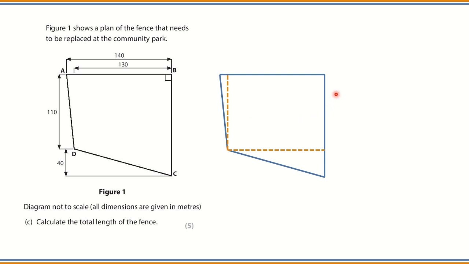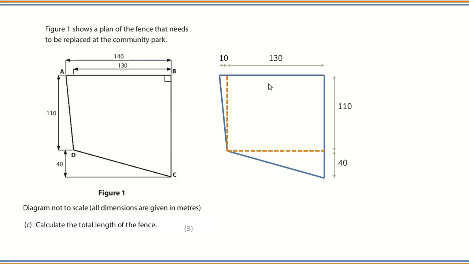Now I'm going to draw the dimensions. So on this side, this is going to be 110 and this 40 according to this. And here, this part is going to be 130 and this small line is going to be 10 because 140 minus 130 is 10. So now I can calculate the length of the 4 lines. I'm going to label the lines. This is going to be 1, 2, 3 and 4.